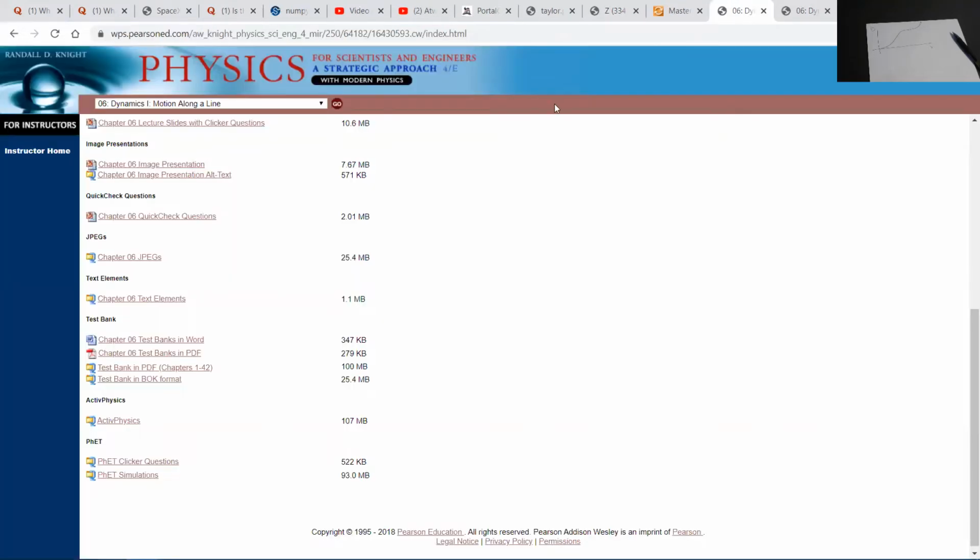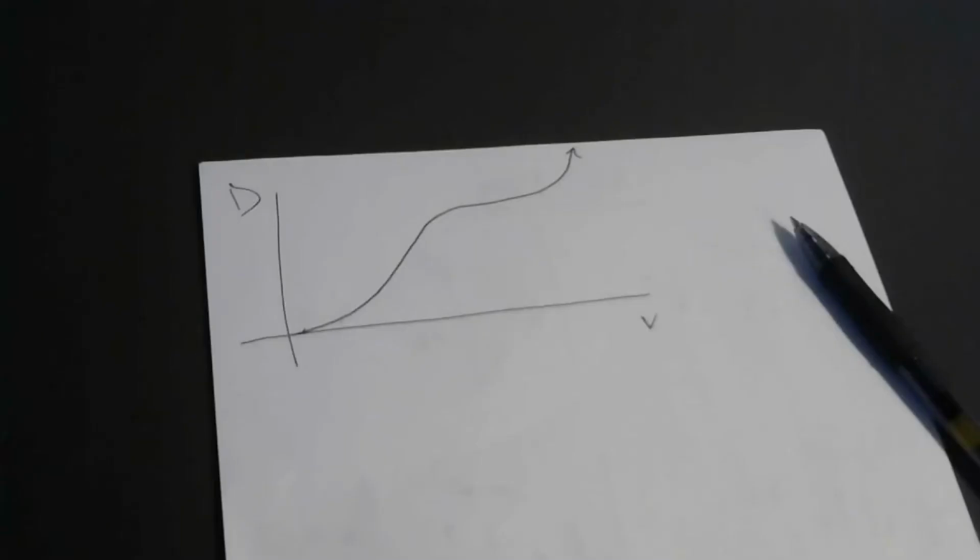Let's see here. I'm trying to switch tabs and this garbage is in the way. Okay.